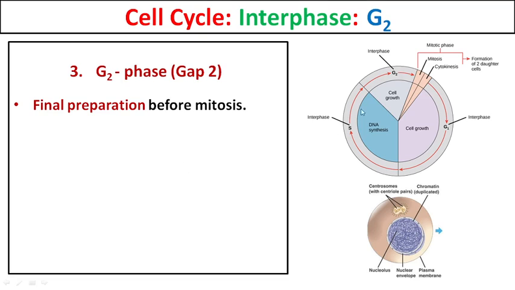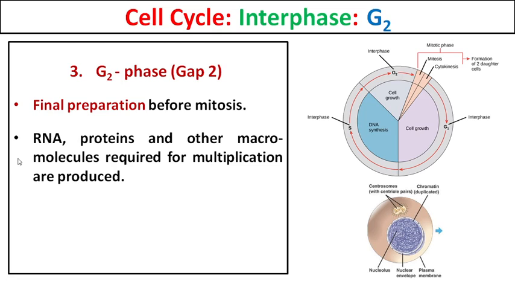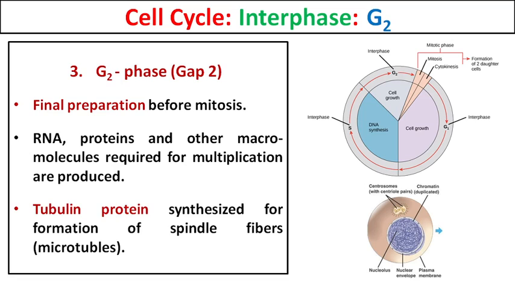Now after S phase comes the GAP2 or G2 phase. This is the final preparation before mitosis. You are preparing the cell for mitosis. Okay, here you can see this is your nucleus. The nucleus still has chromatin. It will also have histone proteins, okay, plus DNA, which is chromatin. The centrosome has divided into two, so you now have a pair. The RNA, proteins and other macromolecules required for multiplication are produced. Whatever RNA, proteins and other macromolecules are needed during this multiplication process are produced here.